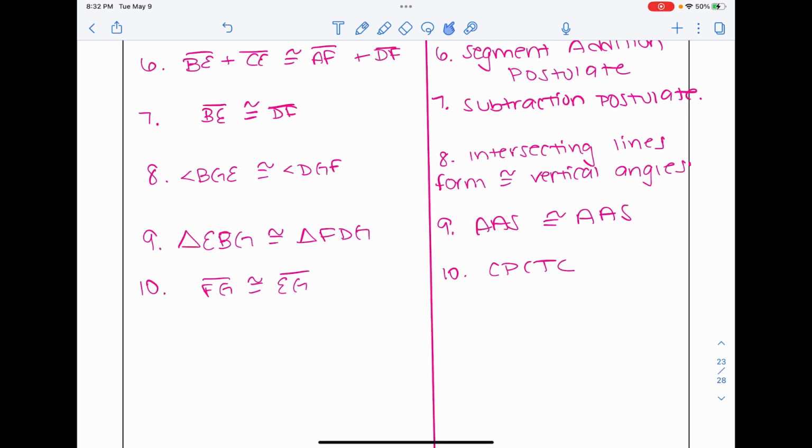Keep in mind, as I said at the start of the video, there are different solutions to your proof. You could have some of your steps reordered from mine. This is just walking you through one potential solution.